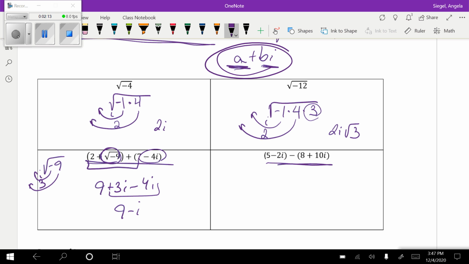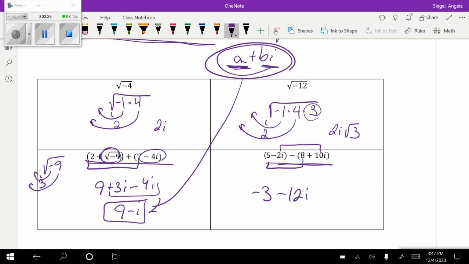So notice it's following this up here. My real number goes first, followed by the imaginary number. So this one I'm going to do the same thing. 5 minus 8 is -3, and then I have -2 minus 10, which is -12i.